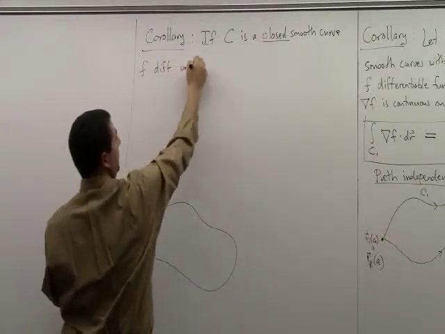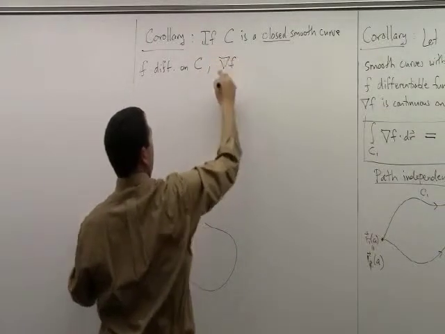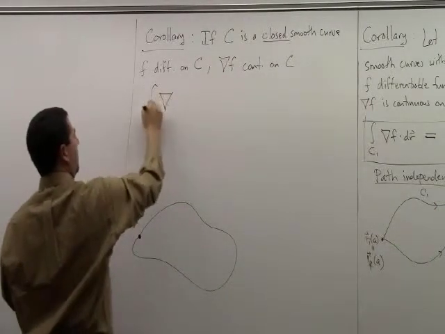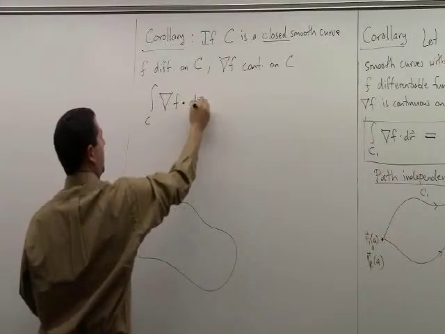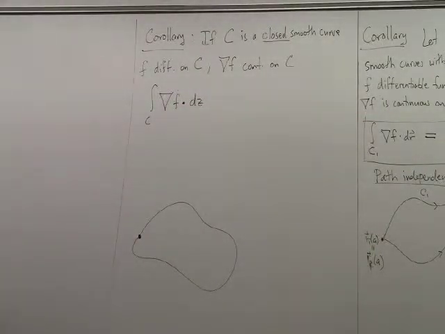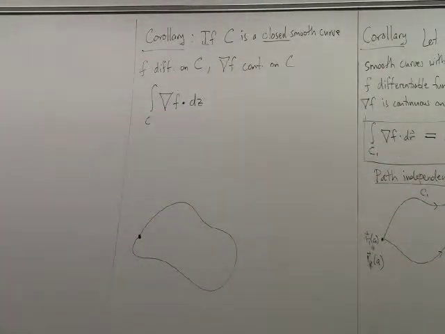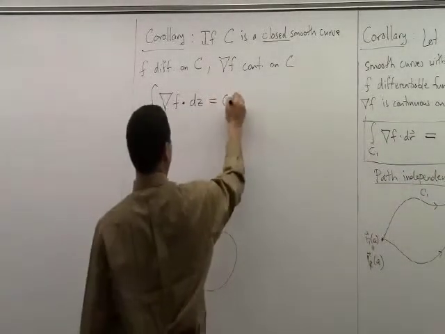F differentiable on C. Gradient of F continuous on C. What happens if I integrate over C? What does the fundamental theorem tell you? The fundamental theorem says you have to evaluate the function f at the terminal point and the initial point and subtract the values. Yeah, the terminal point and the initial point are the same. This is actually 0.